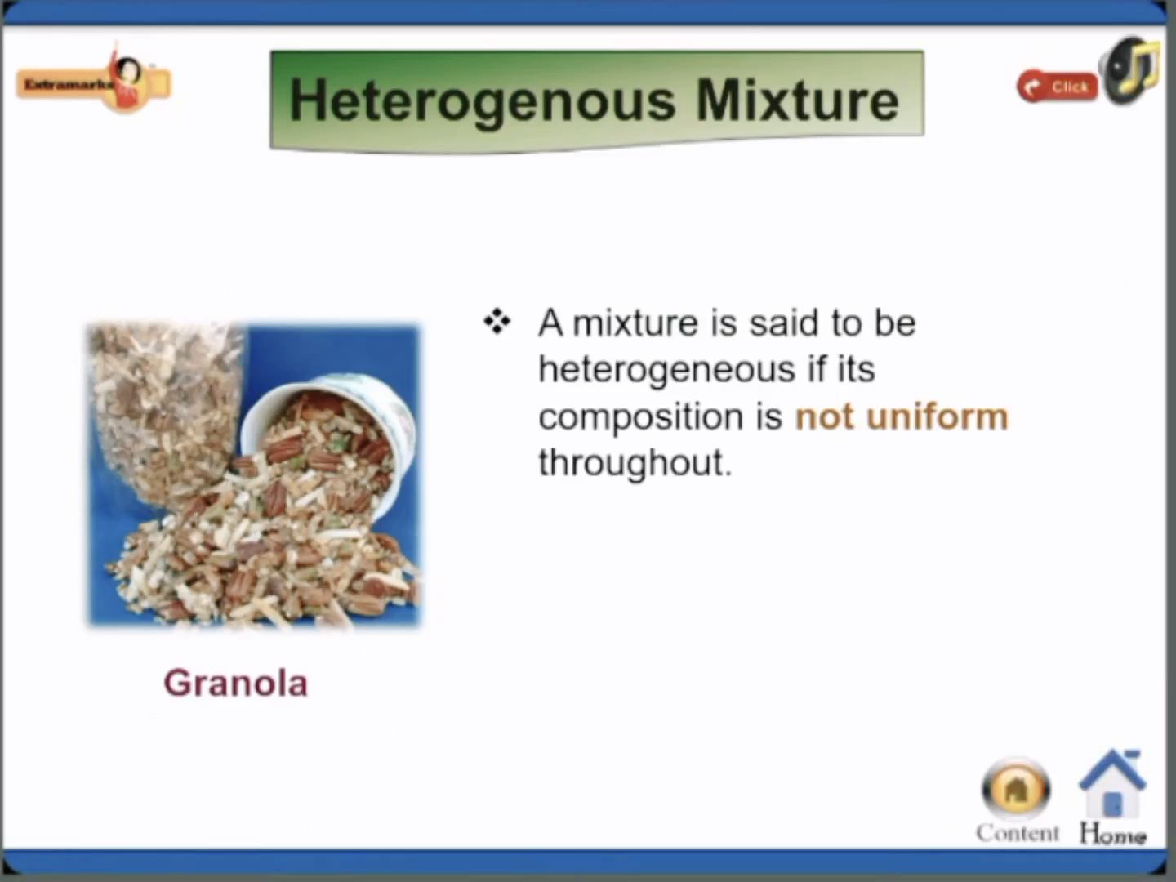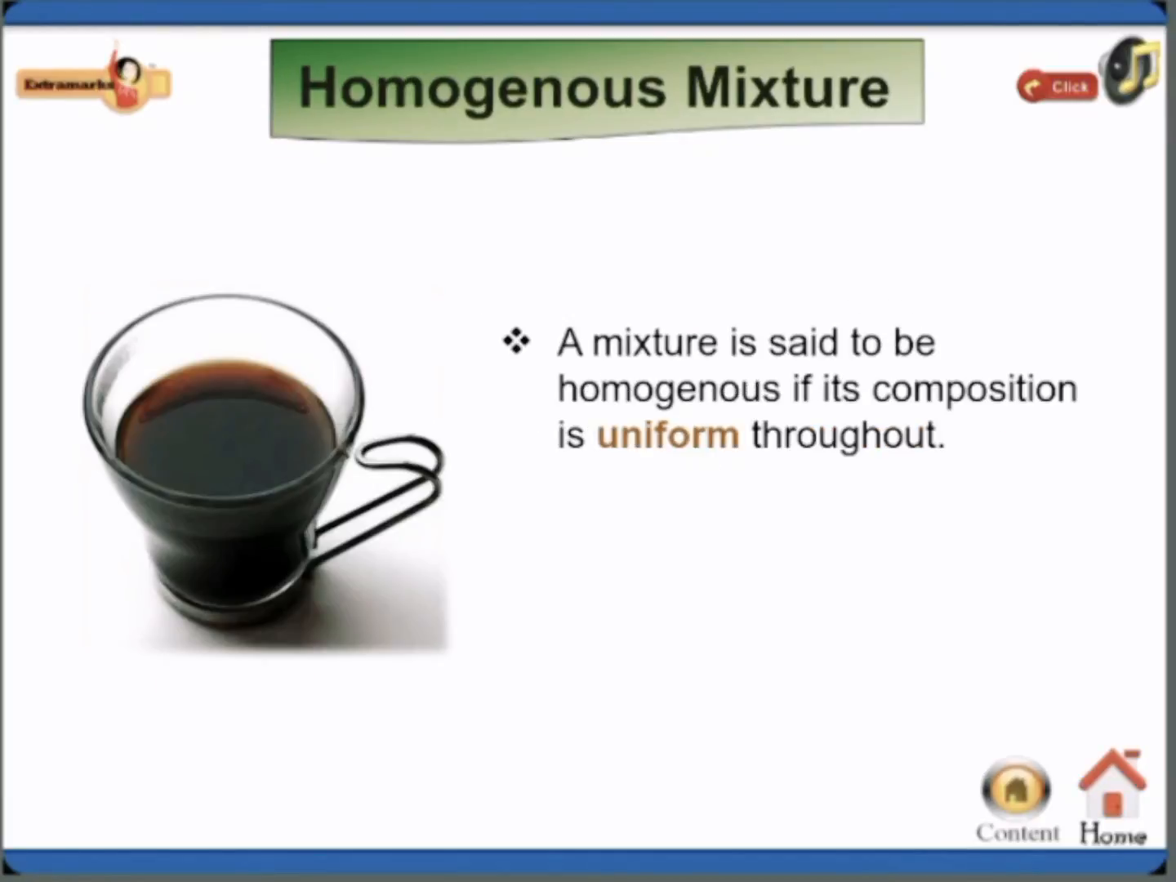A mixture is said to be heterogeneous if its composition is not uniform throughout. A mixture is said to be homogeneous if its composition is uniform throughout.